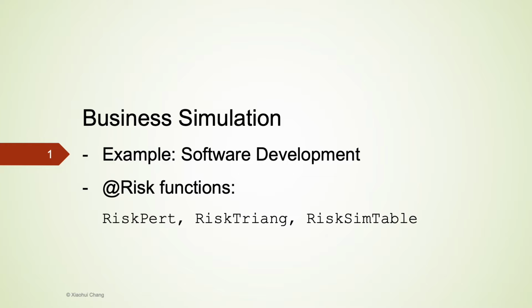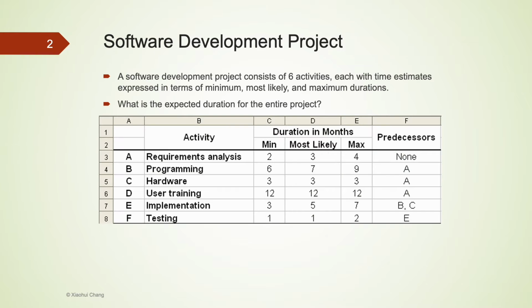In this software development example, I will show you how simulation can be used in project management. A software development project consists of 6 activities. The completion time of each activity has been estimated. Based on past experience, we have the minimum, maximum, and the most likely completion time of each activity.